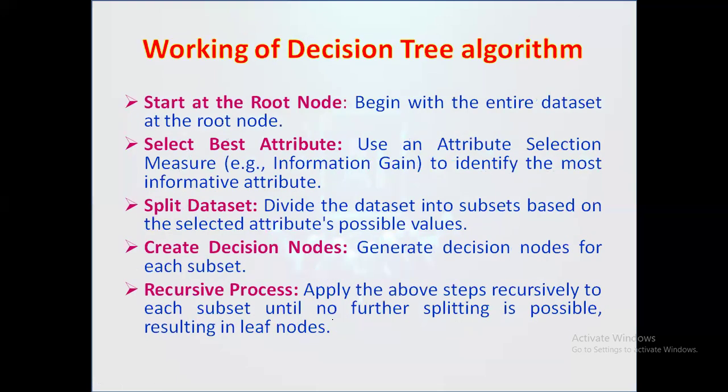Working of a decision tree algorithm: it starts at the root node, beginning with the entire data set at the root node. We have to select the best attribute by using the attribute selection measure, information gain, to identify the most informative attributes. Then we split the data set, dividing it into subsets based on the selected attribute's possible values, and create decision nodes for each subset. Recursive process: apply the above steps recursively to each subset until no further splitting is possible, resulting in the leaf nodes.